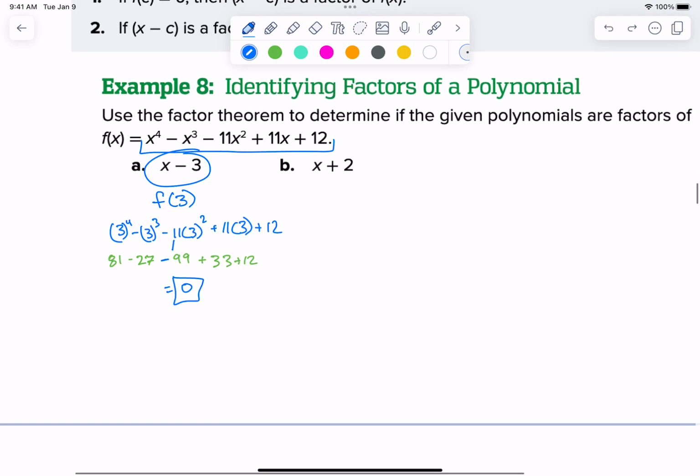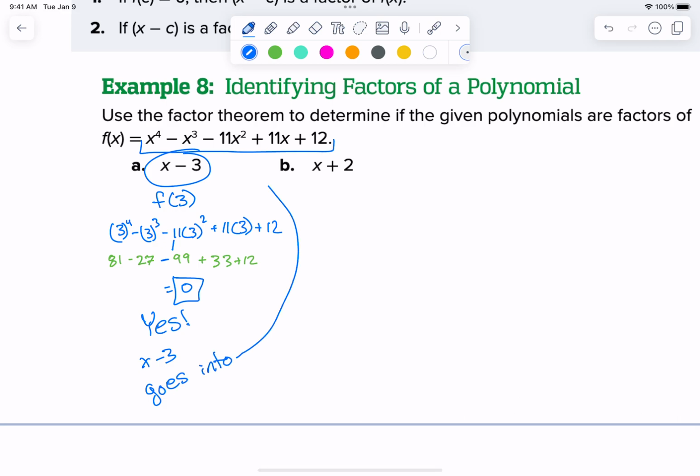Use the factor theorem to determine if the given polynomials are factors. X minus 3 goes into that, you don't have to write this down. Let's see. X minus 3 goes in there perfectly. All right, what are we plugging in for the second one? Negative 2, to see if it goes in there perfectly.